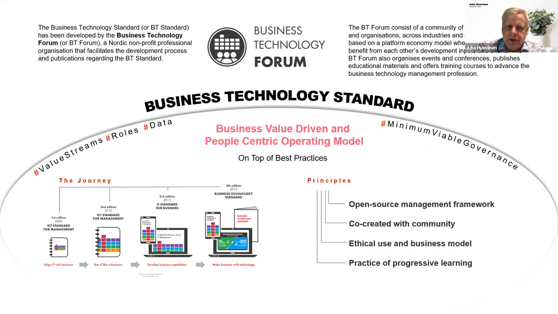So Business Technology Standard really implements the value streams. It has a great focus on roles. So we have unified roles throughout all the aspects of the operating model. One of the latest additions is really the data. So we have the technology and data within the same model, and then the minimum viable governance, for which the Business Technology Standard is so well known. So it combines the speed and agility with the control, and that's what we talk about today as well.